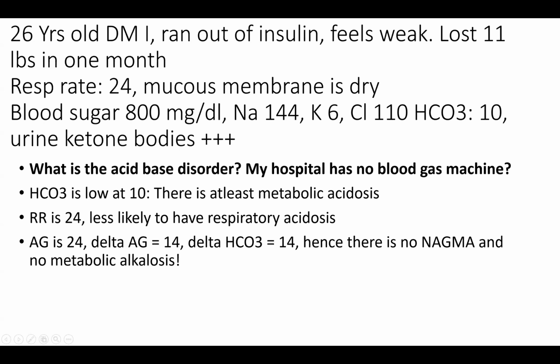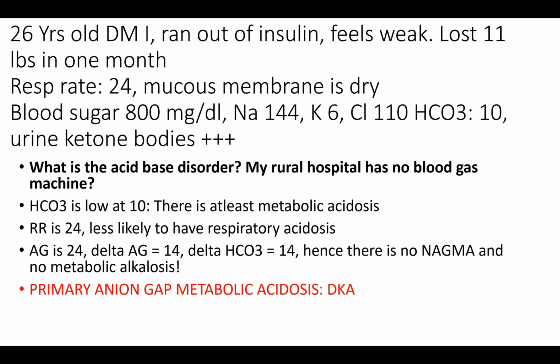So you saw these electrolytes in a hyperglycemic patient, bicarbonate is 10, and the anion gap is 144 minus 110, that is 34, minus 10 is 24. So anion gap is 24, normal anion gap is 10. The patient at least has metabolic acidosis with anion gap. He's breathing fast, could have respiratory acidosis. I will not know till I do the blood gas, but that's okay. So far, what I know is anion gap is 24, change in anion gap is 14, change in bicarbonate is 14. So there is no non-anion gap metabolic acidosis and no metabolic alkalosis. So this is pure DKA. Urine has ketone bodies. You can measure the beta-hydroxybutyric acid. So this is primary anion gap metabolic acidosis.